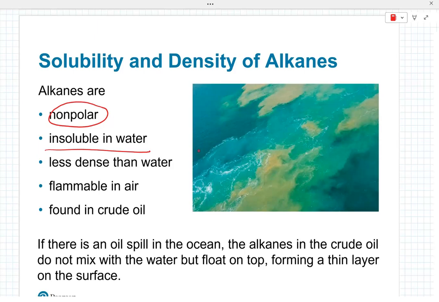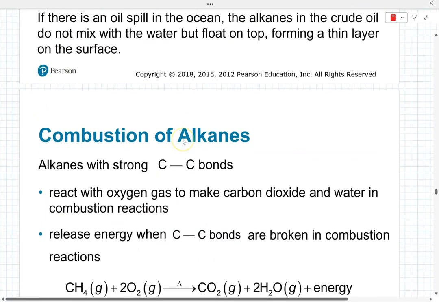They are usually less dense than water, especially the ones that we use, flammable, and we extract them from natural gas or crude oil.